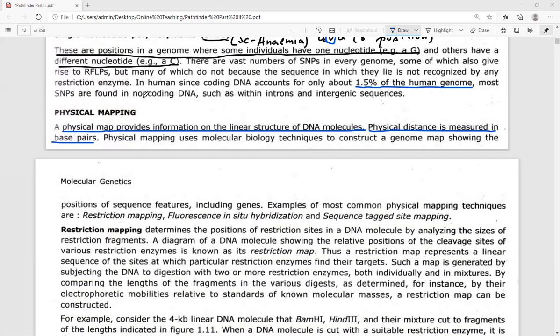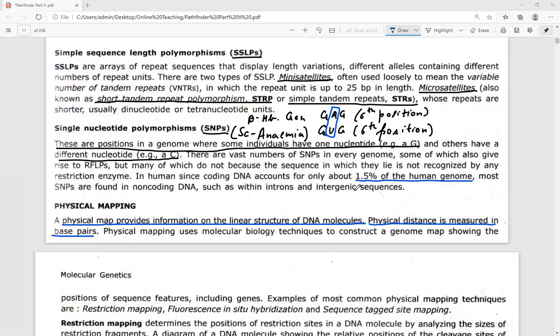Most SNPs are found in the non-coding regions, such as within introns and in intergenic sequences. So, Trishla, you want to say that this position is present in the exonic region, the sixth position of the exon. The last line says that most of the SNPs occur in the non-coding region. Okay, most of the SNPs, not all SNPs. I was talking about an SNP which is present in the exonic region, not in the intronic region.